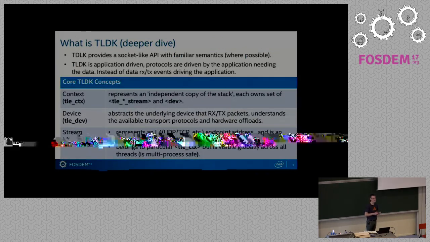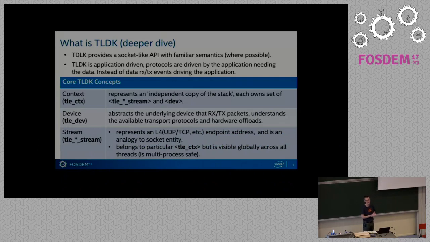So TLDK provides a socket-like API. It's socket-like, so you'll be familiar with some of the API calls. They will look familiar to you. I guess the naming of it will look familiar, but then when you actually get into the parameters, that's where the differences start to creep in. There are three common design concepts with TLDK that I want to jump into.